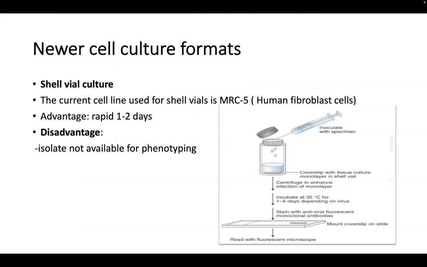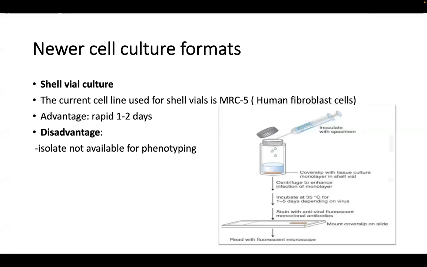So for newer cell culture formats, we have the shell vial culture, and the cell line that is currently used is the MRC5, which is derived from human fibroblast cells. The advantage of using this is that it is rapid, that is, it takes 1 to 2 days. And the disadvantage is that unlike the other cultures that we've been talking about, this type of isolate is not available for phenotyping, so you cannot do drug-resistance testing if you use this type of isolate.